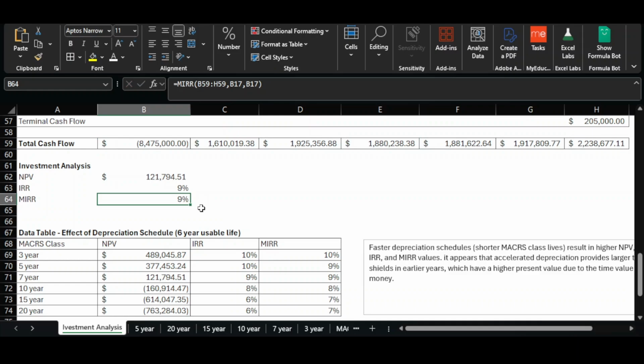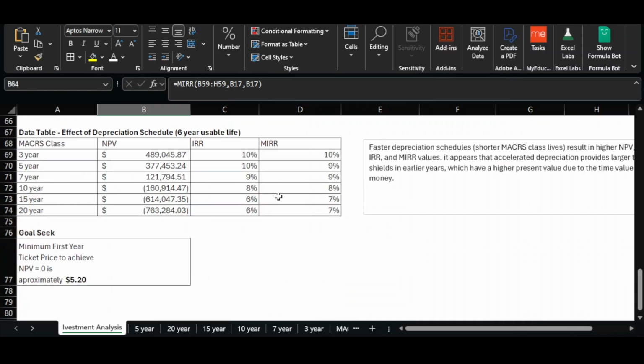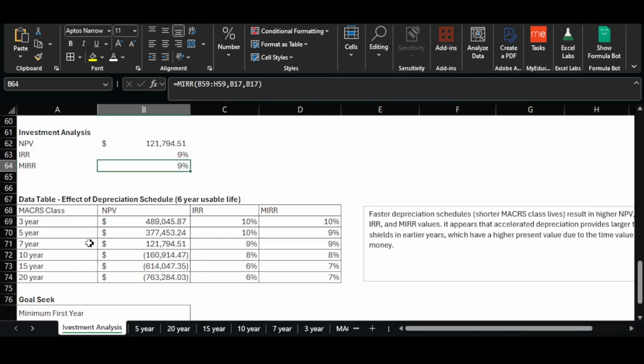That's about what MIRR is and how that number was generated. The next instruction is to create a data table about the effect of the depreciation matrix or schedule along the 6-year usable life. That's because you have the option to use any of the MACRS classes.